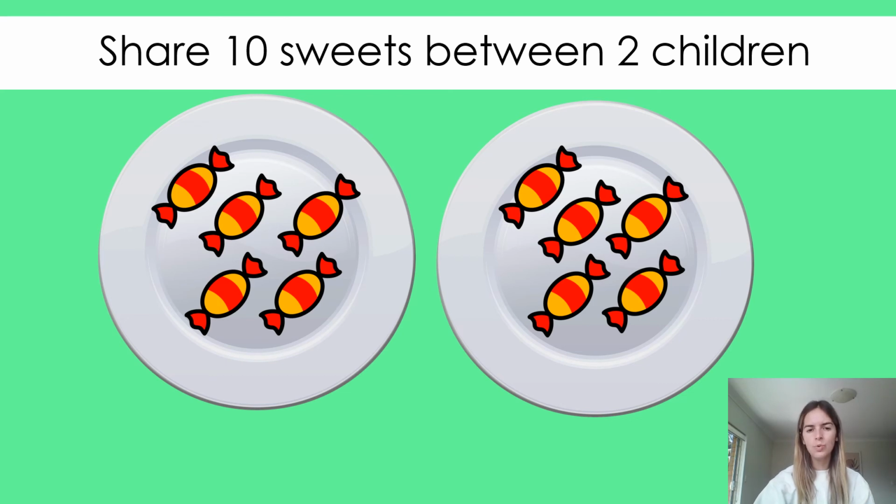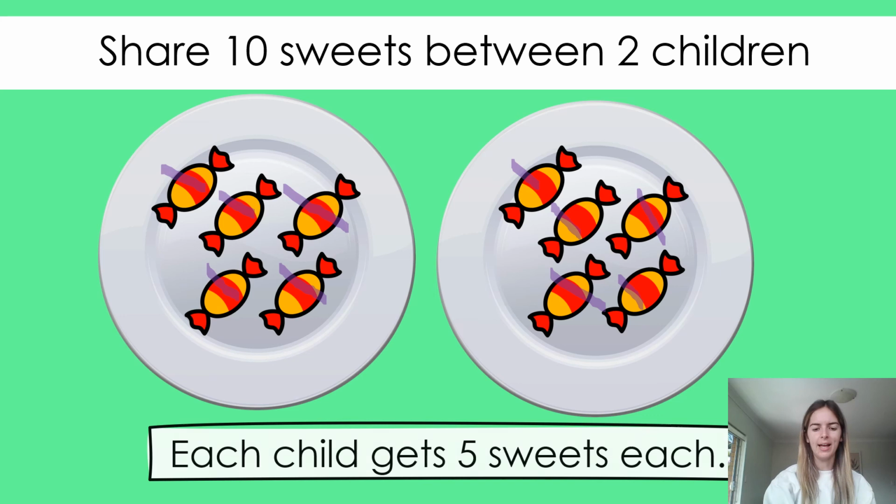Now, how many sweets are on each plate? Let's just count them to double check that they are equal. Okay. 1, 2, 3, 4, 5. I have 5 on the first plate, and then I have 1, 2, 3, 4, 5 on the second plate. So each child gets 5 sweets each.